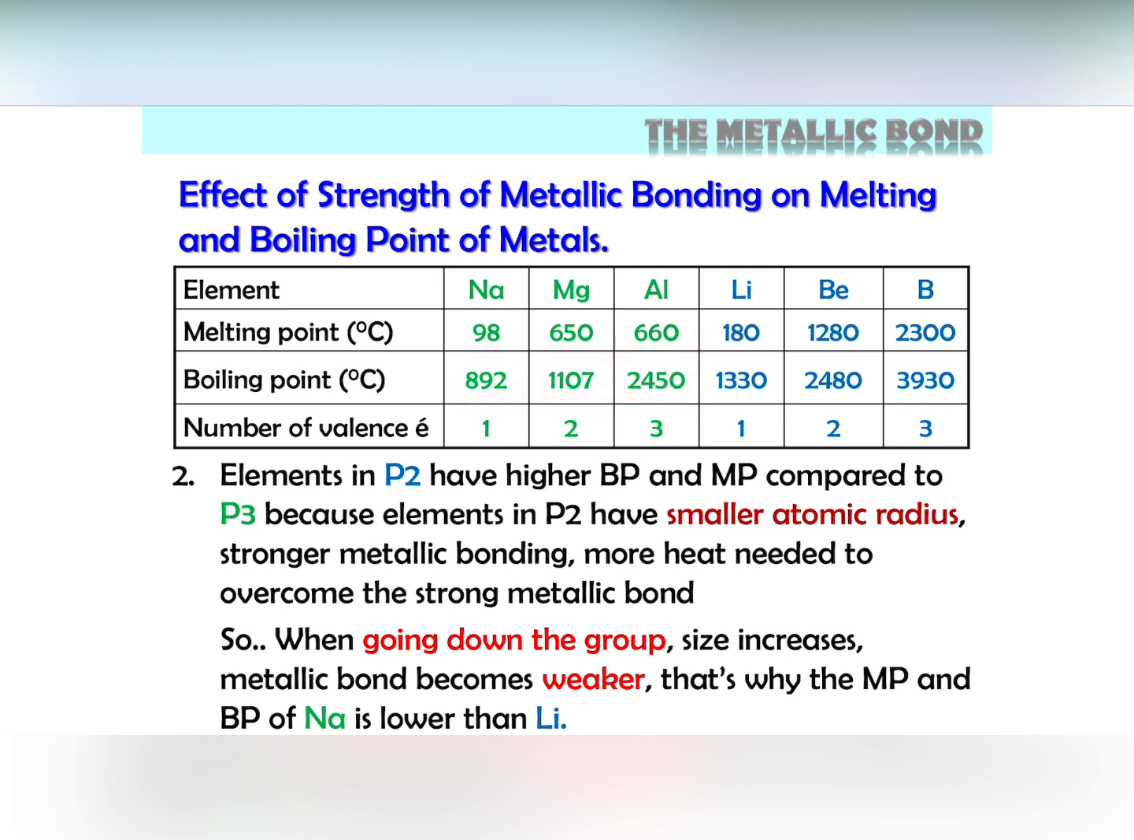in period 3. So we can conclude that when going down the group, size increases, the metallic bond becomes weaker. That is why the melting point and also boiling point of sodium is lower compared to lithium. So kalau kita ingat balik, group 1 metal, you have lithium and sodium. Okay, so as we go down the group, atomic size increases. So kita boleh nampak lah dia punya relationship between strength of the metallic bond and also radius macam mana in this case lah.